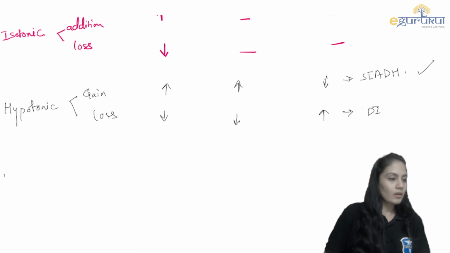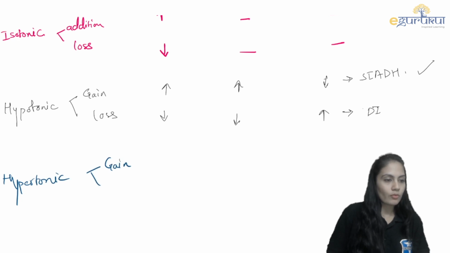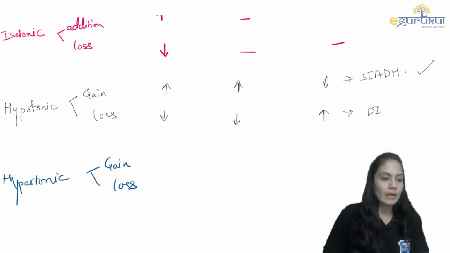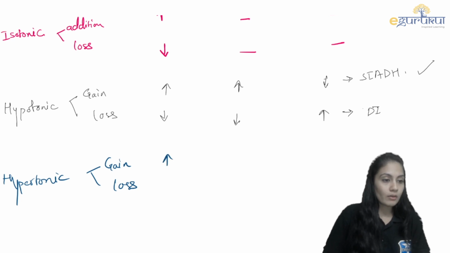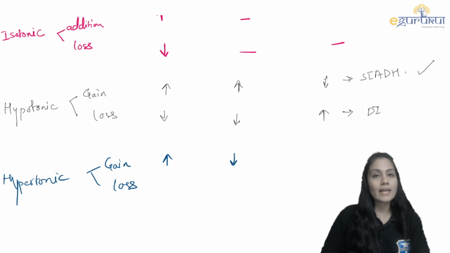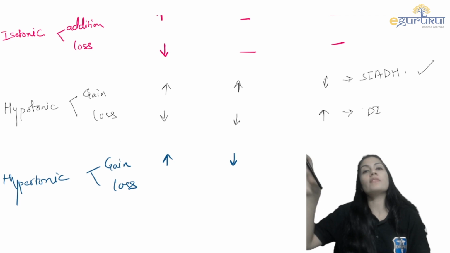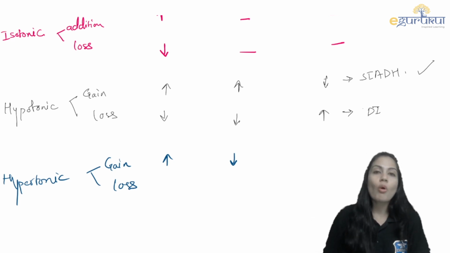Let's see the third condition, hypertonic solution. In this also we are going to make a chart of gain and loss. So if you get hypertonic solution, what is going to happen to the ECF volume? It is going to increase. Remember, it is going to increase. And what is going to happen to the ICF? It is going to decrease. Why? Because the ICF volume itself is coming into the ECF, because we are not adding the water per se, we are adding the solutes.